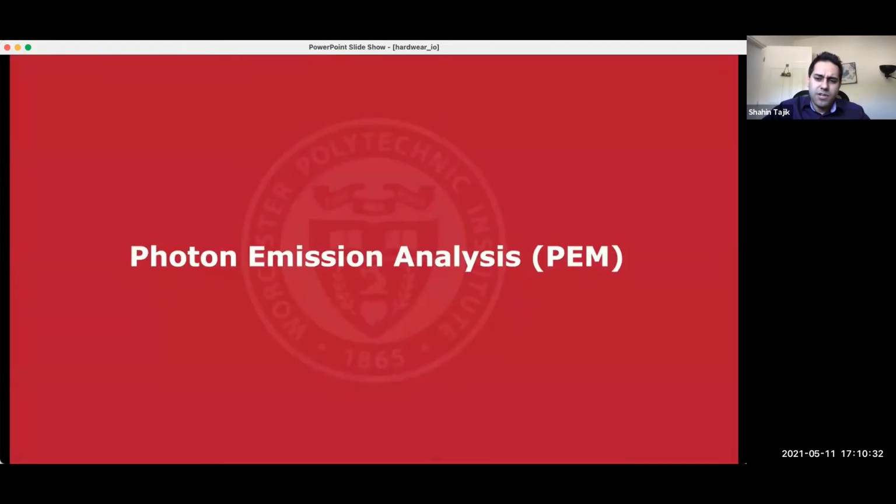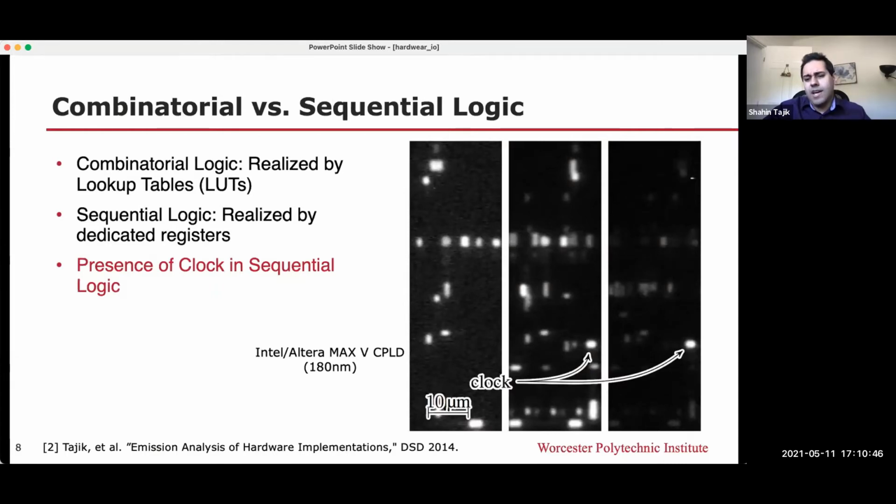Now let's talk a little bit about the photon emission analysis. As I said, we have a camera, usually a CCD camera or InGaAs camera, which is sensitive to near infrared photons, and then we can turn it on and do a photon emission analysis. In this example, we use an Intel Altera Max 5 CPLD, and in this figure you see three different logic elements. Each logic element contains a lookup table plus a dedicated flip-flop, similar to an FPGA. In the first image on the left, we activated the lookup table. We programmed it with an XOR gate and gave inputs 1 and 0 at 2 megahertz frequency. You see that all transistors involved in switching are emitting photons. Each spot in this figure represents a single transistor.